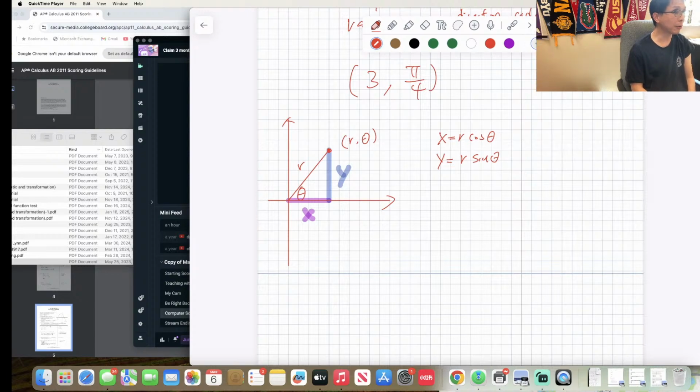We also know something else: x squared plus y squared equals r squared. Pythagorean identity. We also know the last thing. Sine, cosine, we also know tangent, right? Tangent theta equals y over x.